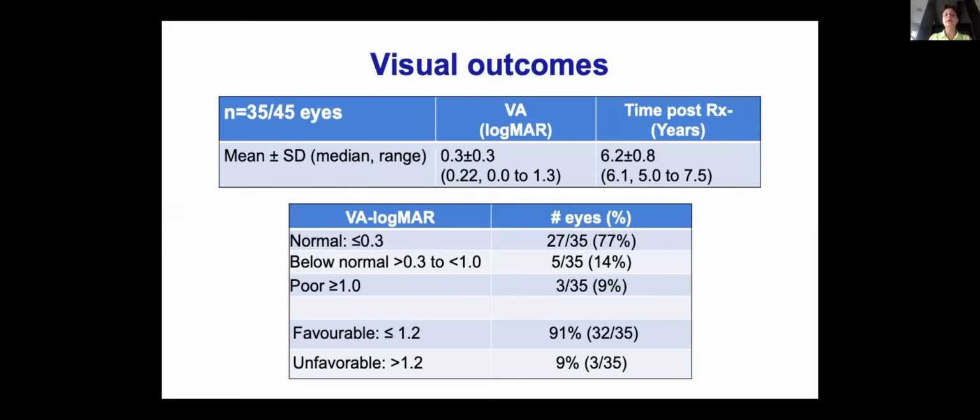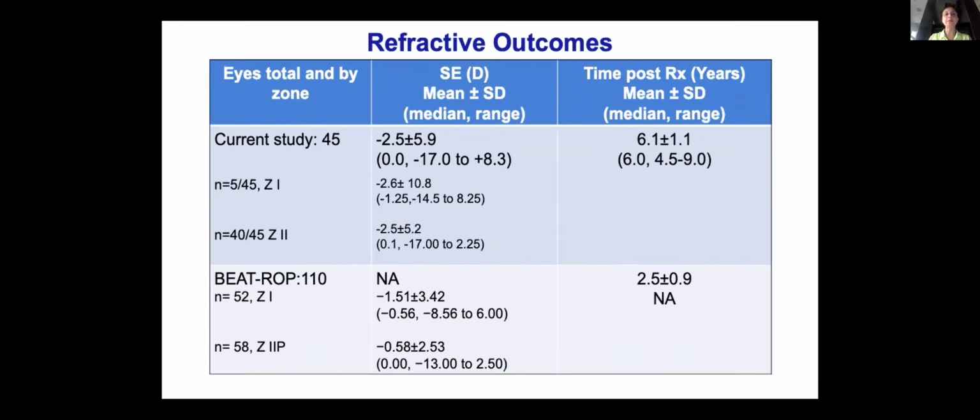In terms of visual acuity, you can see the vision in terms of logMAR and the time on follow-up. So in fact, 91% had favorable outcome. We only managed to get visual acuity in 35 out of the 45 eyes.